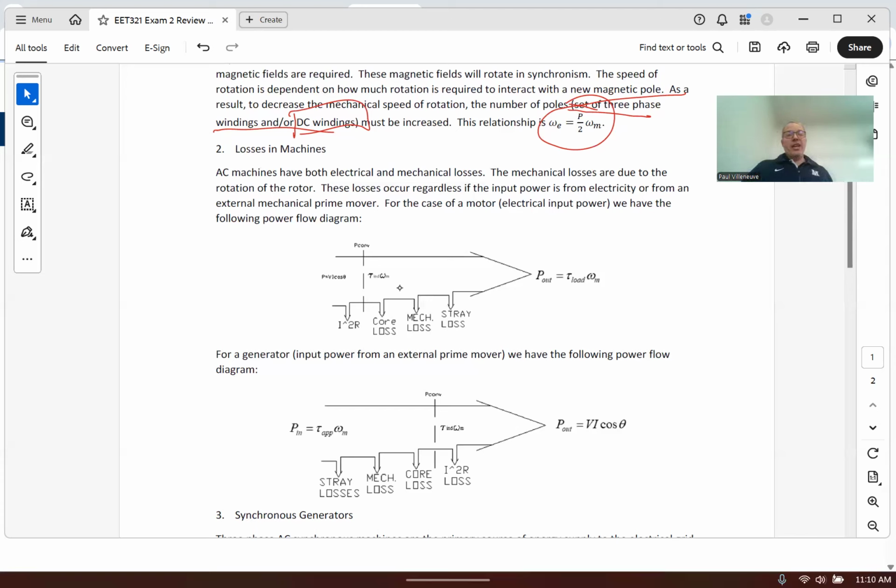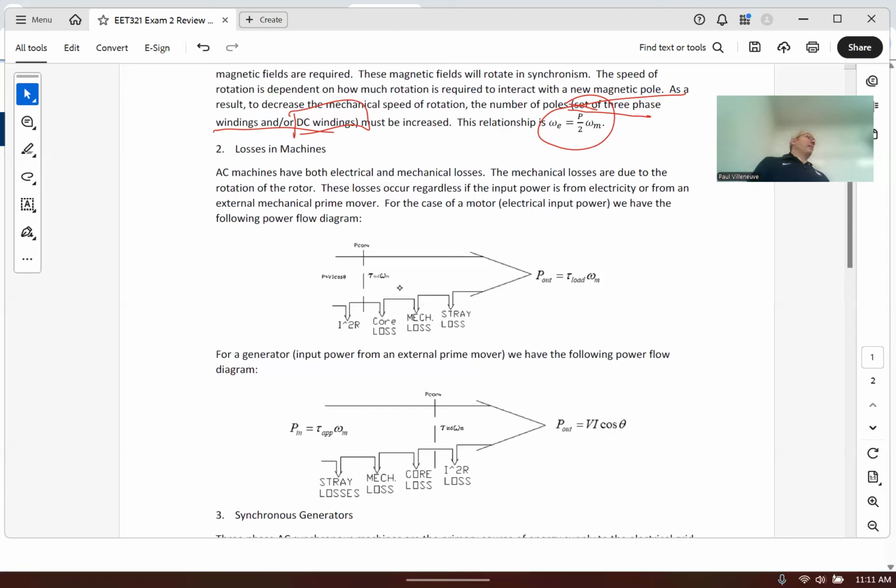And then once we're all said and done, now we have torque that is available to the shaft to actually drive some sort of mechanical load. So that output power is our load torque times our mechanical speed of operation. Okay, that's the power flow diagram for a motor. Opposite of that is the next figure, which is a generator. Why is it a generator? Because the input power is mechanical and the output power is electrical. The generator converts mechanical power to electrical power, whereas the motor converts electrical power to mechanical power.